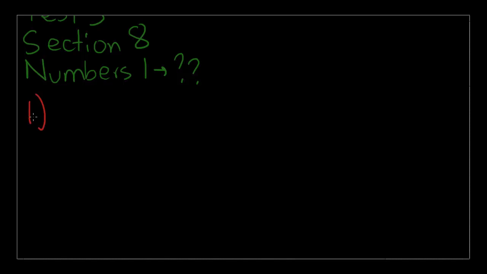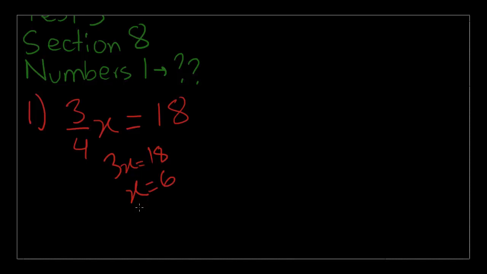Start with number 1. Number 1 says, if 3/4 of a number is 18, what is 1/4 of the number? Well, 3/4 x is equal to 18. In this problem particularly, you don't really need the denominator. You could just say 3x is equal to 18, and therefore, x is equal to 6. Therefore, x divided by 4 is basically equal to 6. And that's choice C. 1/4 of the number is 6.